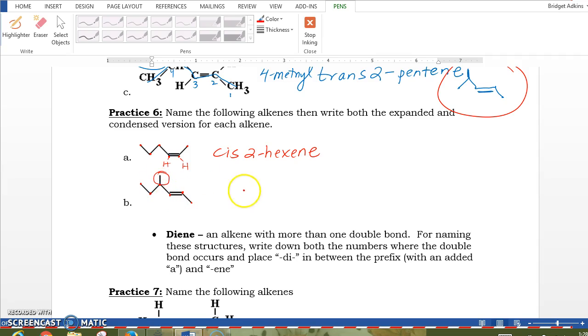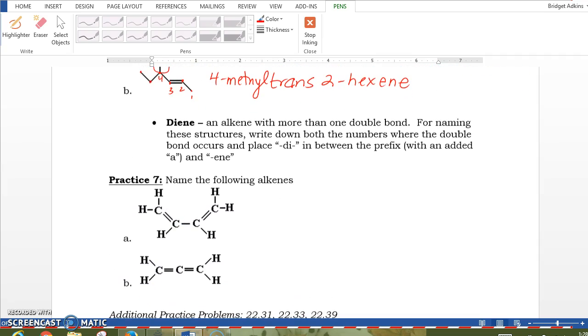Here we've got 1, 2, 3, 4, 5, 6, but we do have a branch, and we have trans isomerization. So this is trans, double bond is occurring at the second, so trans-2-hexene, and then coming off the fourth carbon, we have a methyl group, shown by the one line. And I'm going to skip doing the expanded, just to save time on the screencast.